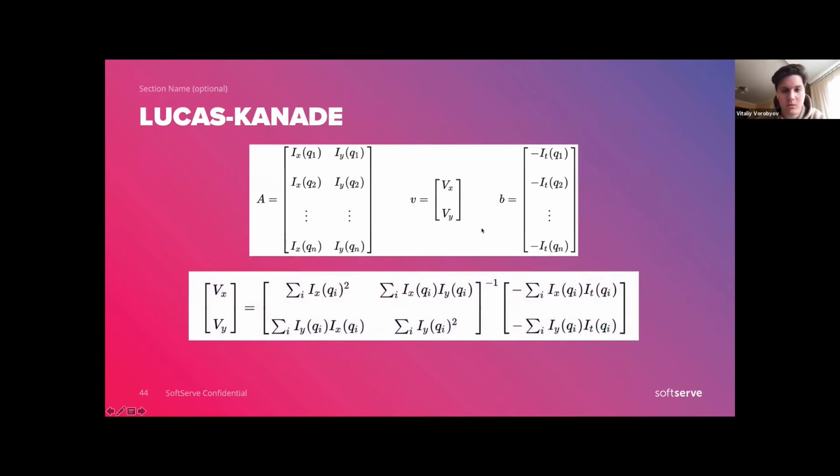Actually, from here, Vx is equal to u, the movement of x over time, and Vy denotes the movement of y over time. And solving for those 2 variables completes the optical flow problem. And this is how it is done.